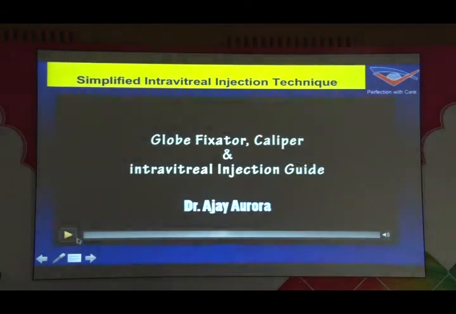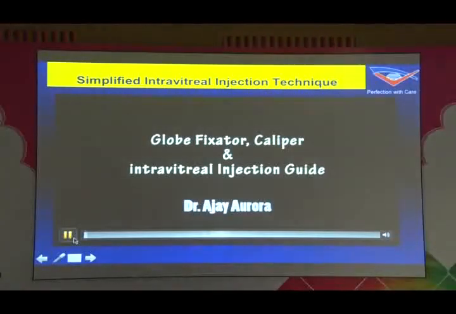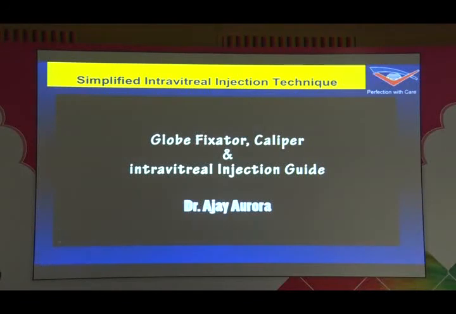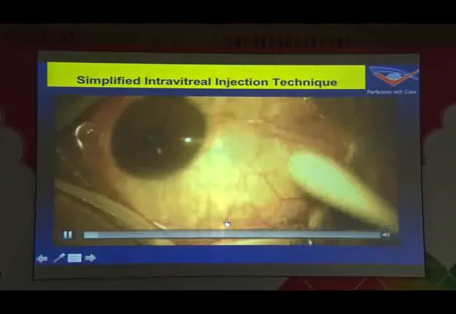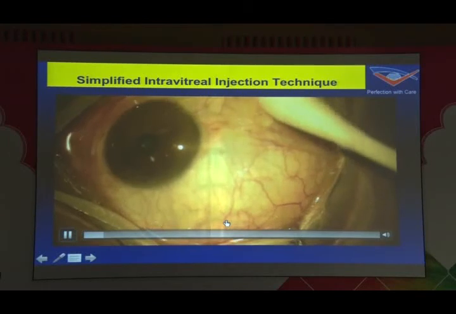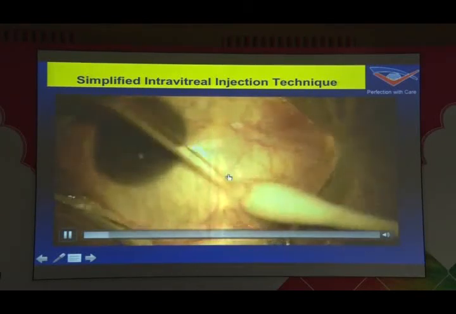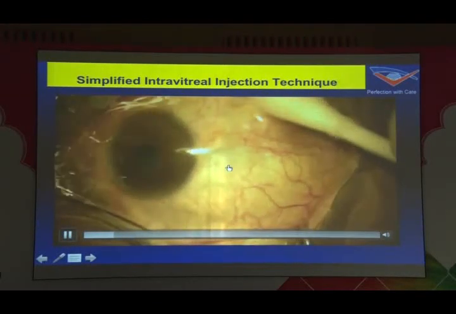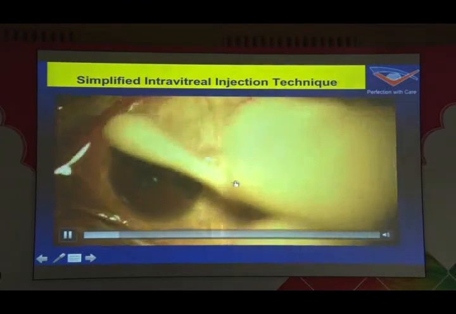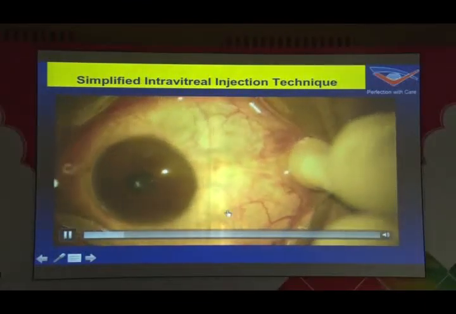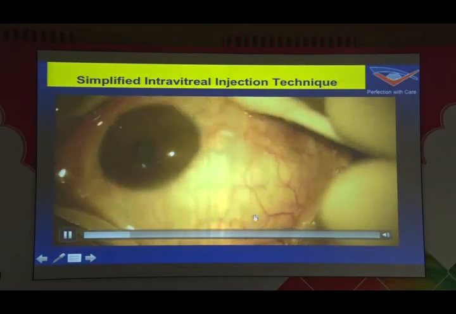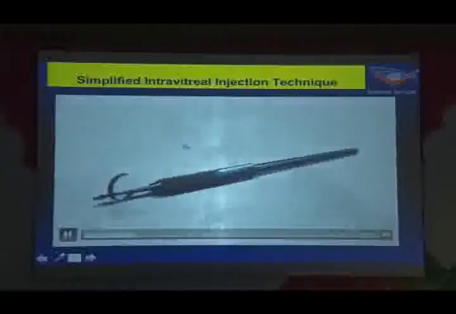And here I will present to you a small device which I have made, which is a globe fixator caliper and an intravitreal injection guide. Whenever you're giving an intravitreal injection, and I think Saurabh will cover this in more detail, the patient actually keeps moving the eye significantly. So it's possible that you might create a bleed, you may cause a trauma, you may actually cause damage to the lens.